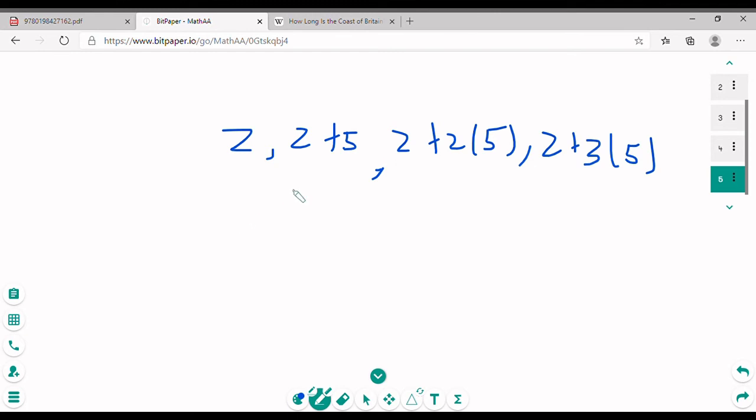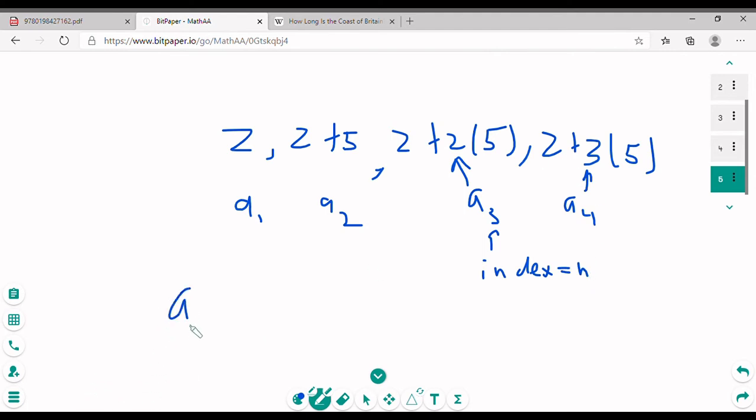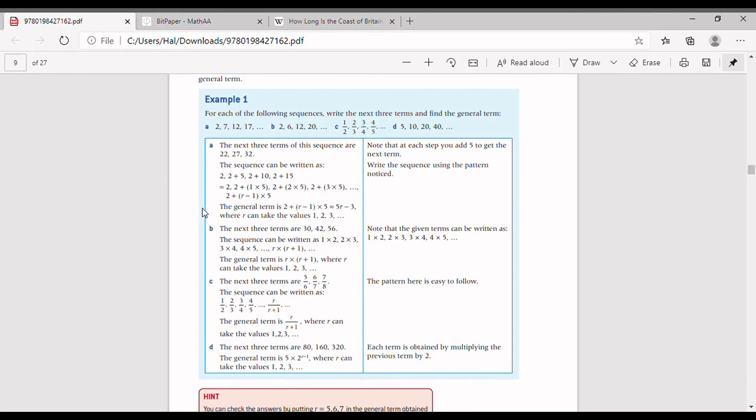So the way I would write this is that since this is A1, A2, A3, and A4, notice that the number of times we multiply 5 by is always 1 less than the number we're on. This little number is called the index. So the index is n. So the pattern in general is going to be that the nth number, an, is 2 plus 1 minus the index times 5. Now this is complicated, but don't worry. We'll be able to go over this in class. Class time will be spent going over the homework problems.